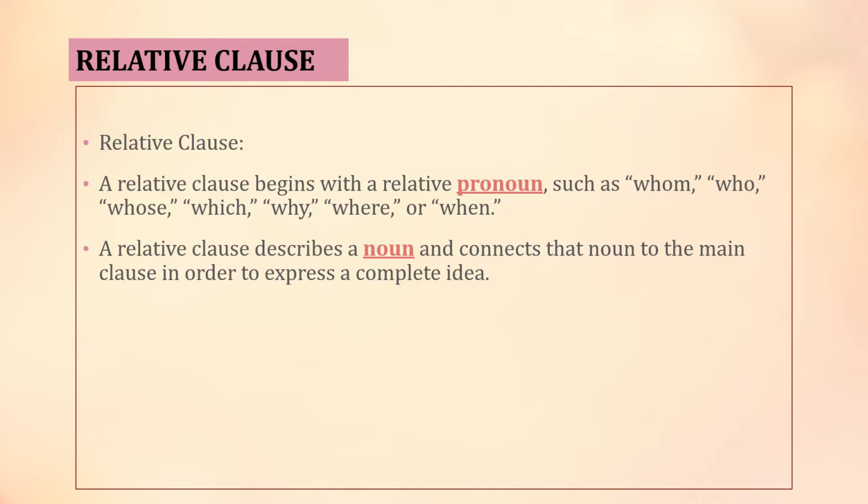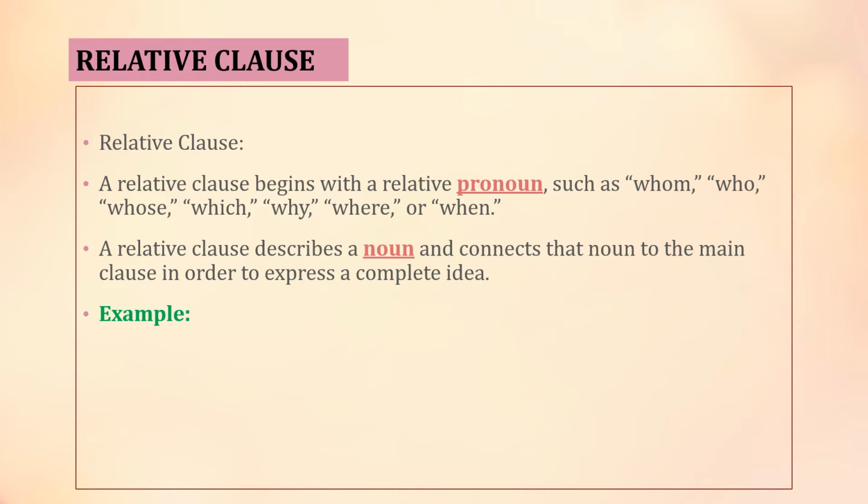Relative clause is another term for an adjective clause. Relative or adjective clauses are dependent clauses that modify nouns or pronouns. They include a subject and a verb or verb phrase and are introduced by words known as relative pronouns and relative adverbs. Relative clauses begin with a relative pronoun like whom, who, whose, which, why, where or when.